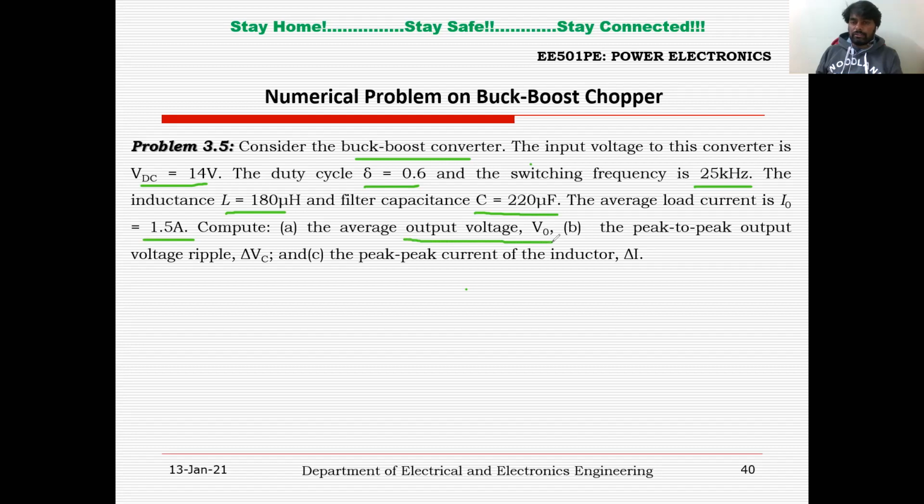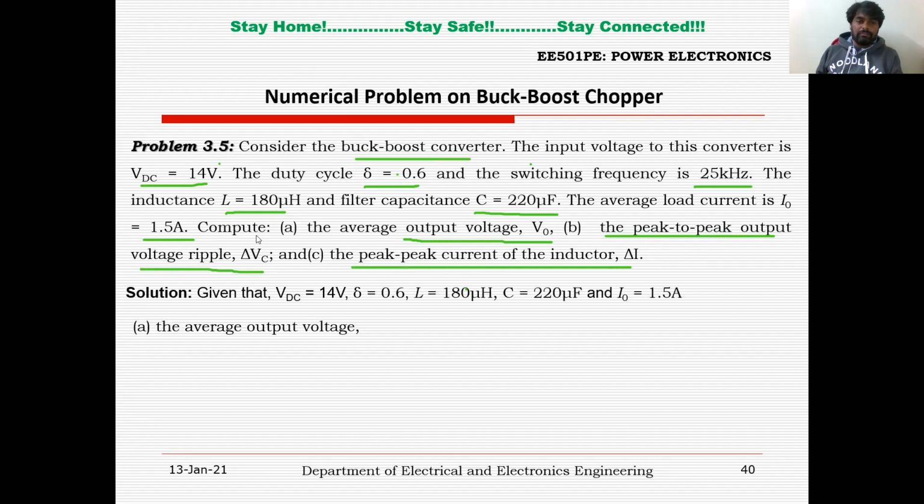We know the expression for average output voltage in terms of delta and VDC. Delta is already given as 0.6, VDC is given as 14 volts. You can calculate the average output voltage. And you can calculate the peak-to-peak output voltage ripple, which is delta into I0 divided by F into C. Similarly, you can also calculate the peak-to-peak current of the inductor. We have derived all those things in the last slide. These are the given values. So the average output voltage expression is this much.